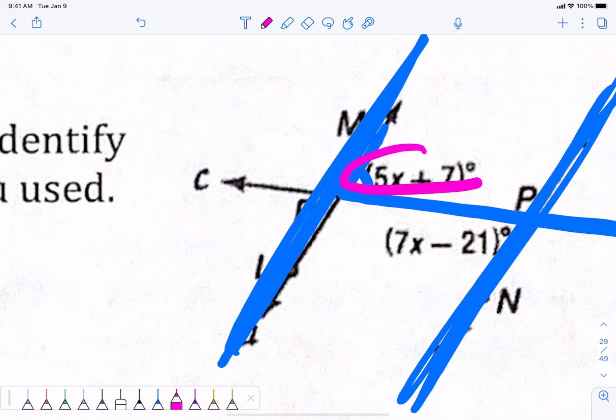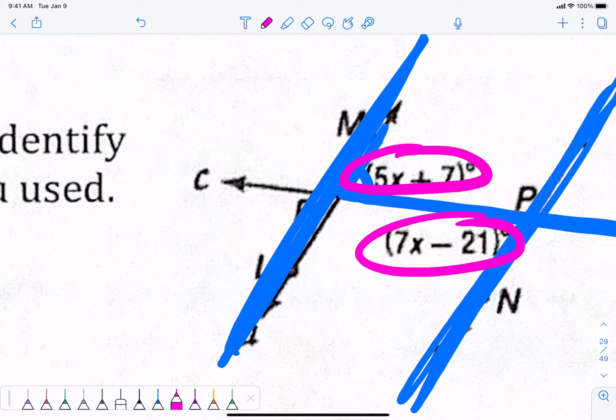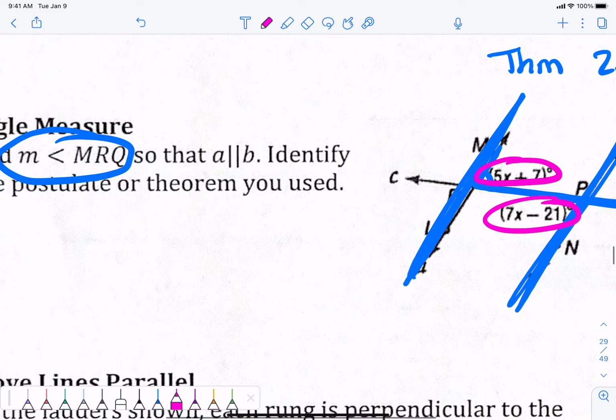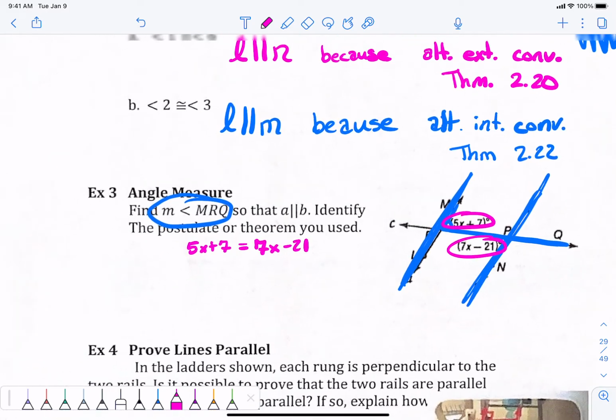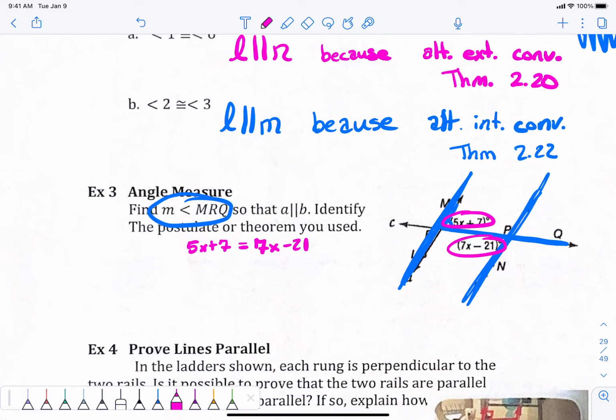What about the 5x plus 7 and this one? If those are the same, so those have to be equal to each other if the lines are parallel. So 5x plus 7 has to be equal to 7x minus 21. And how do I know that those two have to be the same? What are those in relationship to each other? Those are alternate interior. So that's the alternate interior converse, which was theorem 222.